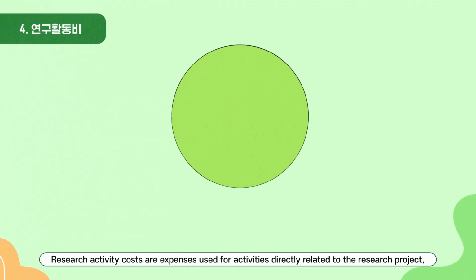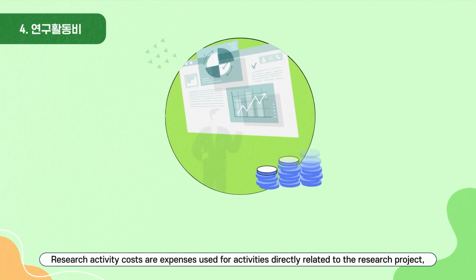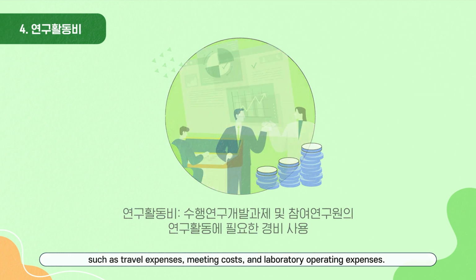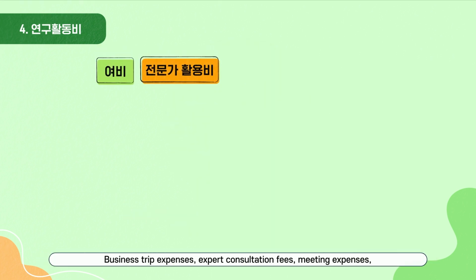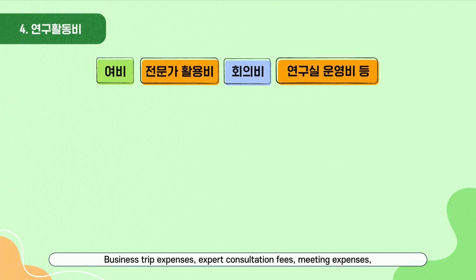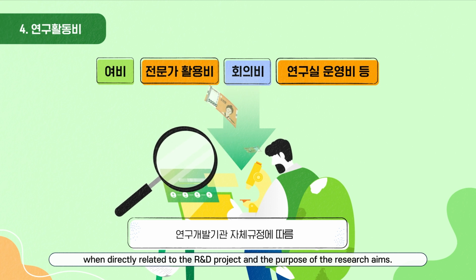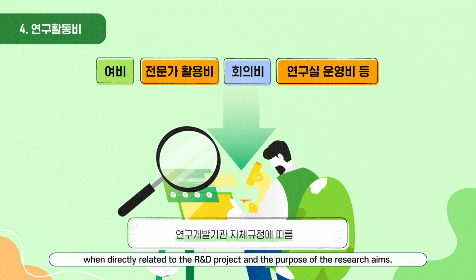Research activity costs are expenses used for activities directly related to the research project, such as travel expenses, meeting costs, and laboratory operating expenses. Business trip expenses, expert consultation fees, meeting expenses, and lab expenses can be allocated when directly related to the R&D project and the purpose of the research aims.